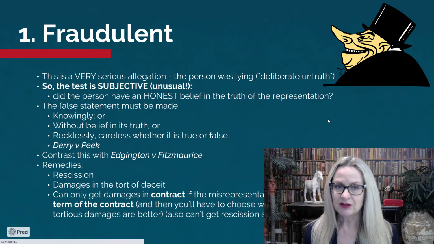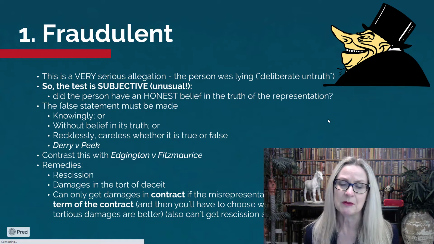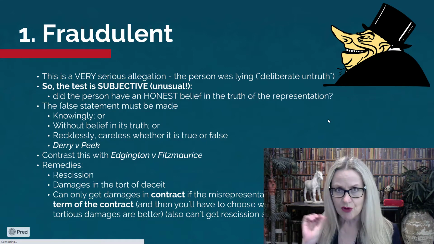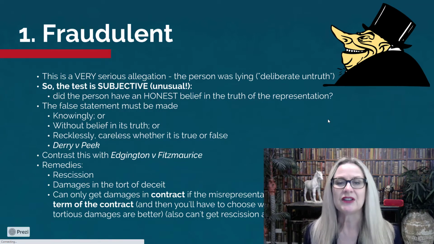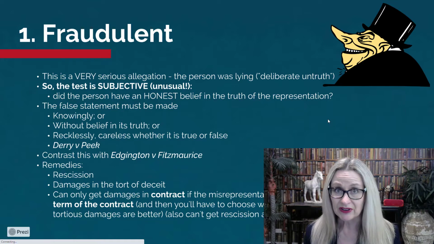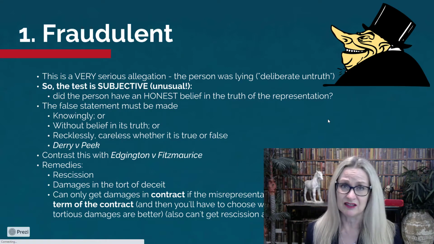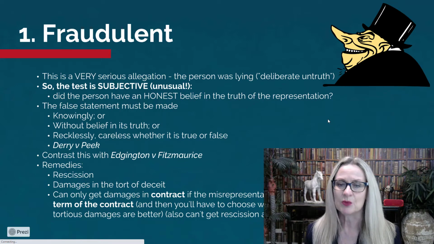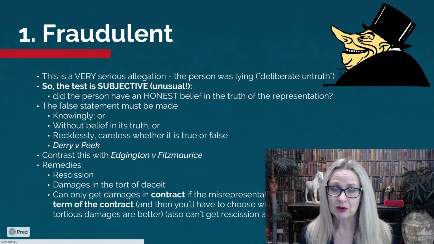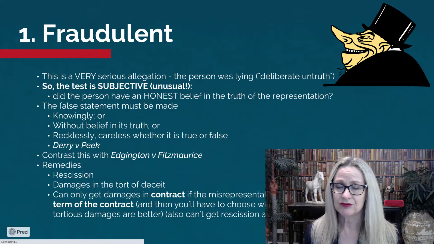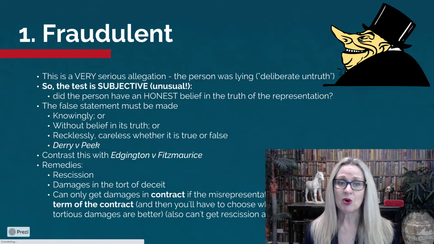In the case of Derry v Peek, the court set out the different kinds of intent that have to underlie a case of fraudulent misrepresentation. So the false statement has to be made either knowingly, that is, you know you're going to tell a lie, without belief in its truth, so you just say something but you don't actually positively believe that it's true, or you say something but you really don't care whether it's true or not true, recklessly careless whether it's true or false. So if you make a false statement with any of those kinds of intent, then it may well be a fraudulent misrepresentation. The case of Derry v Peek shows just how difficult it is to get up on something like this.